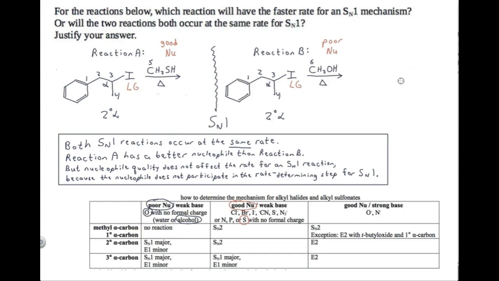So here's our answer. Both of these SN1 reactions occur at the same rate. Remember, for full credit, we have to justify our answer. While reaction A does have a better nucleophile, that doesn't matter for SN1. Nucleophile quality doesn't affect the rate for SN1 because the nucleophile doesn't participate in the rate determining step for SN1. Did you get this problem right? This problem is a good test of whether you were really understanding the material about factors that affect SN1 reactions that we covered in the previous video.